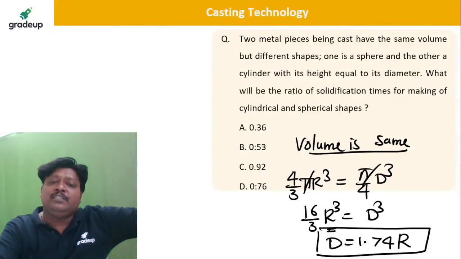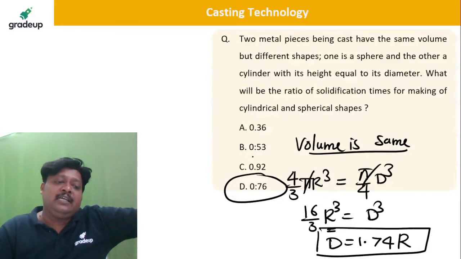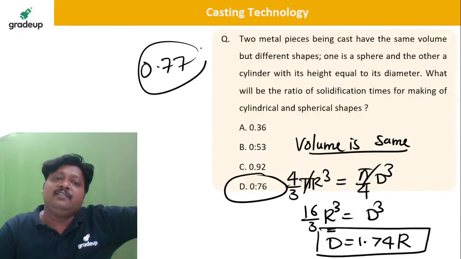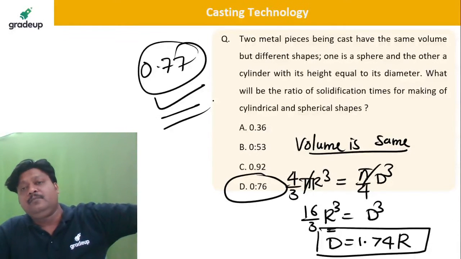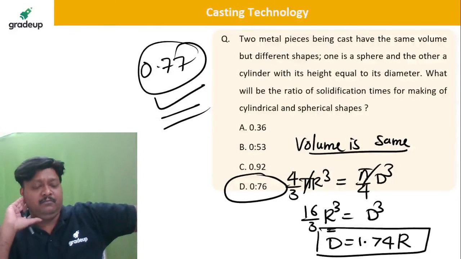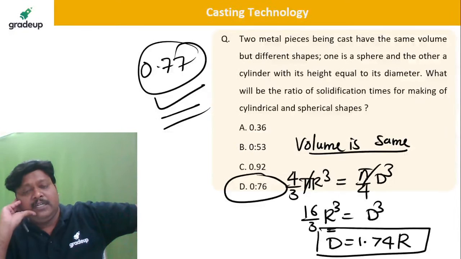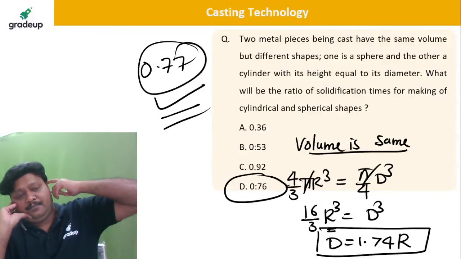0.77. Let's check the options. Yes, you can. Yes, Akhilesh, very good. 0.77 is the correct answer. Understood how they can ask the question, please. Karthik, very good. D is the correct answer.